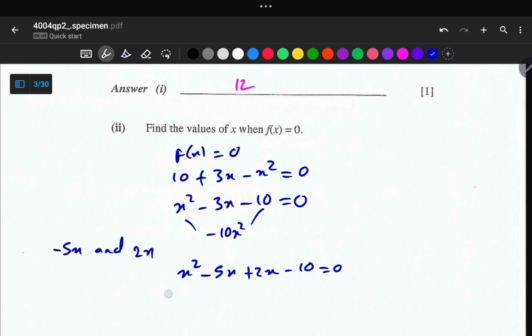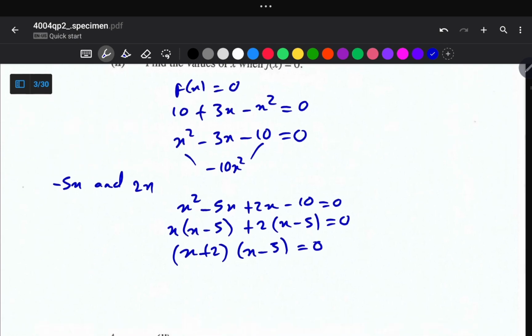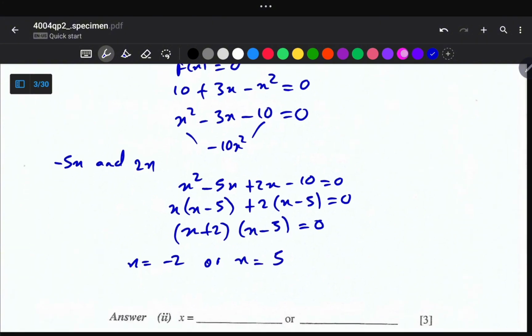So here we can factor out x. So it is now x, minus, if we divide 5x by x, it gives us 5, plus for these two numbers we can factor out 2. If we factor out 2, we are left with x minus 10 divided by 2, which gives us 5, being equal to 0. So it is now x plus 2 times x minus 5 being equal to 0. So either x is equal to -2 or x is equal to 5. So our final answer is x is equal to -2 or x is equal to 5.